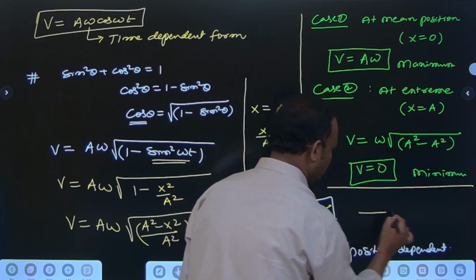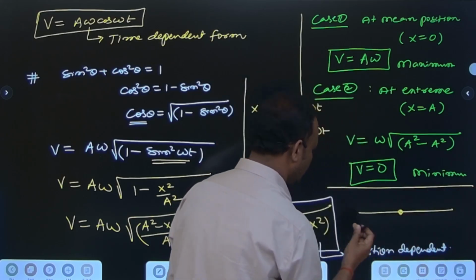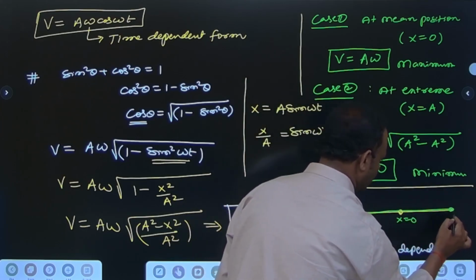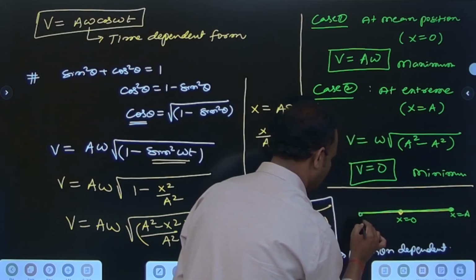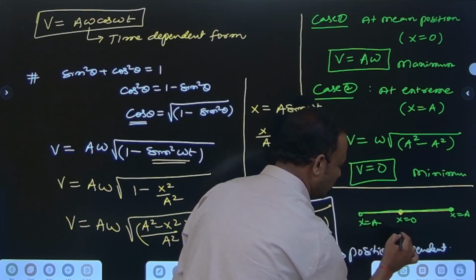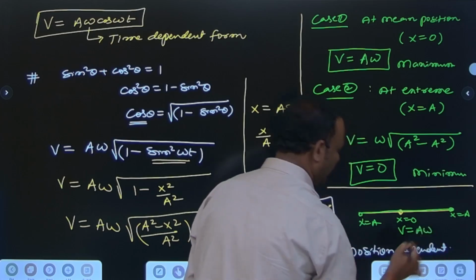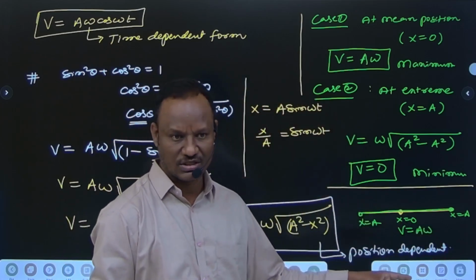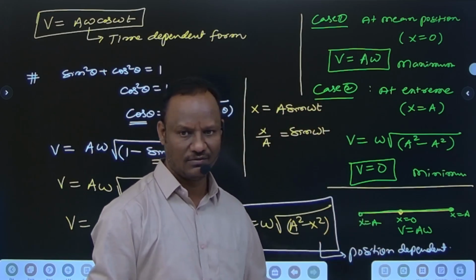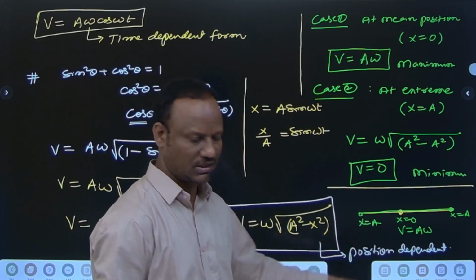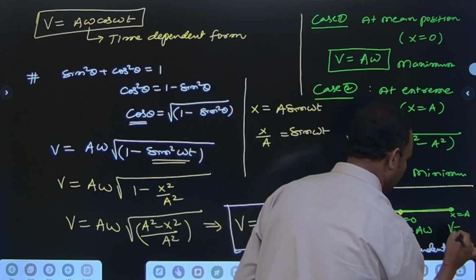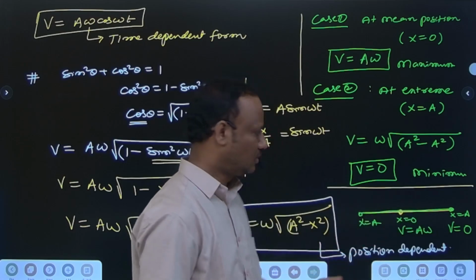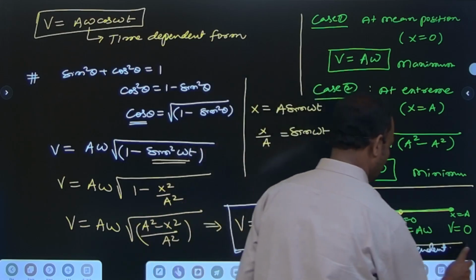So from here if you see this, x is equal to 0 and x is equal to A. What is the velocity here? V is equal to A omega. Sometimes he won't say maximum velocity, minimum velocity. He will say velocity at mean. Velocity at mean means maximum velocity. So velocity at extreme is 0. This is the thing to remember.